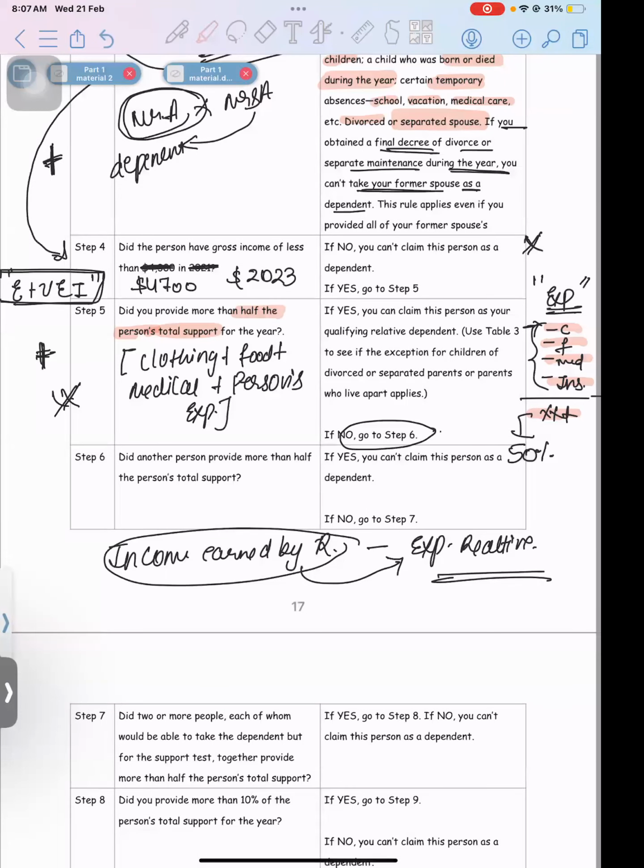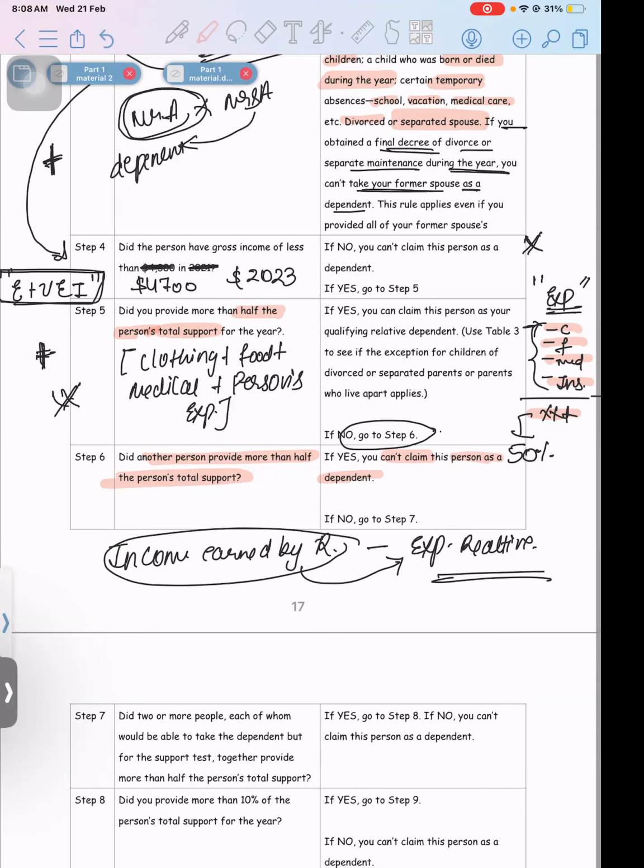Did another person provide more than half of the person's total support? Is anyone else providing the 50% support? If you are not providing and anyone else is providing, then you can't claim the person as a dependent. Got it? I hope this much is clear.